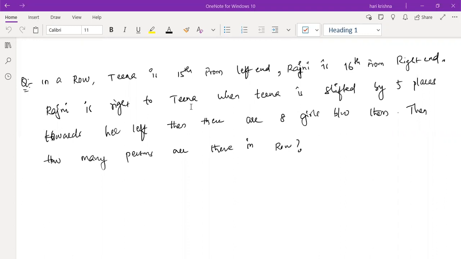So one row is there. Tina is 15th from the left hand, Rajni is 16th from the right hand. Rajni is right to the Tina when Tina is shifted by 5 places towards her left. Then there are 8 girls between them. Then how many persons are there in a row?